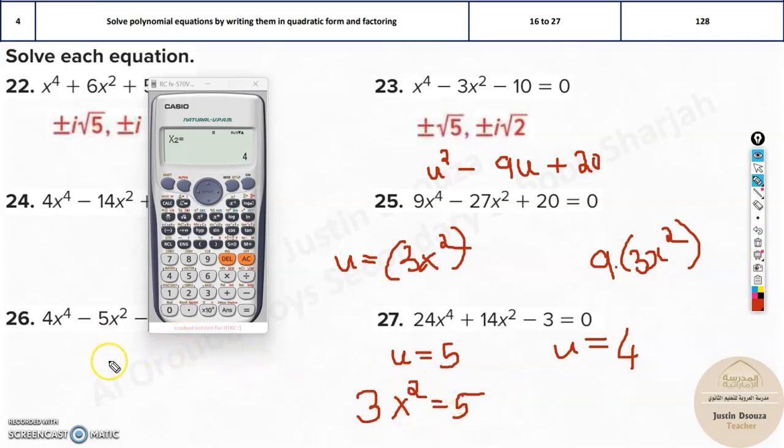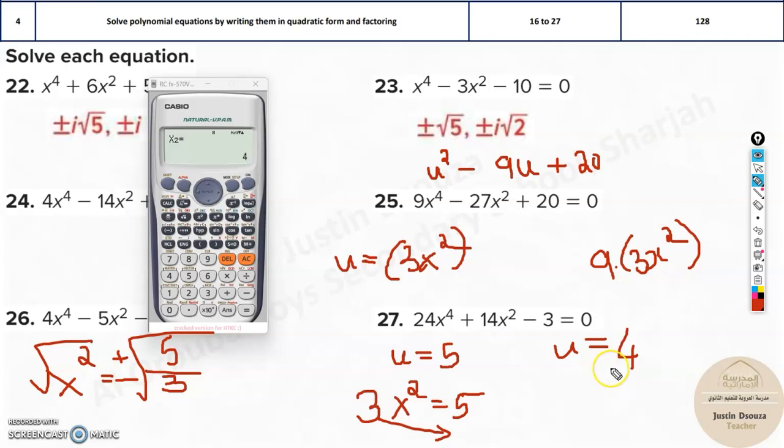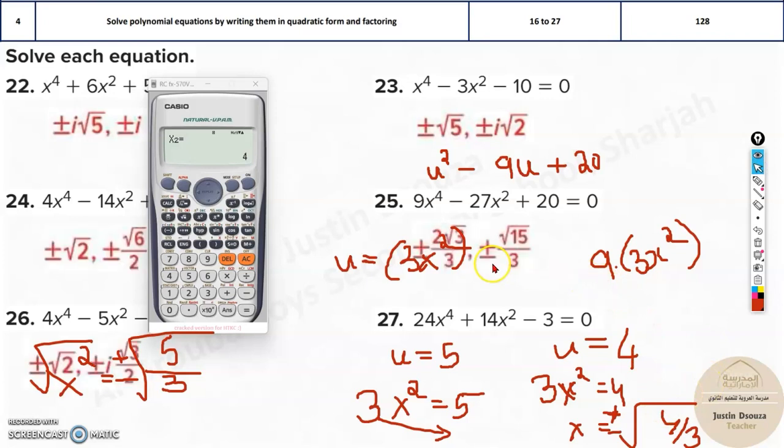I'll do it over here. Take this 3 to the other side. It's going to be x squared equals 5 by 3. Now if you have to remove the square, take the square root on both sides. So the answer will be x equals root of 5 by 3. Plus or minus is important. And over here as well, 3x squared equals 4, so x would be equal to square root of 4 by 3, plus or minus. Because when we have square roots, or even radical powers, it is always plus or minus. So that would be the answer.